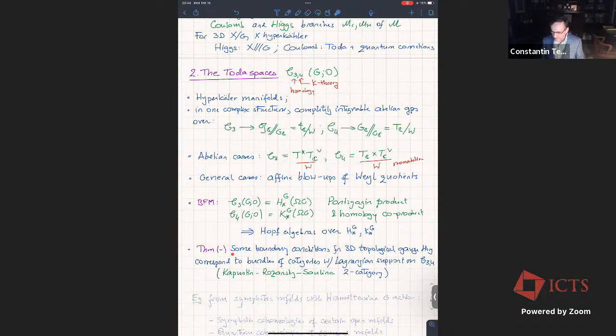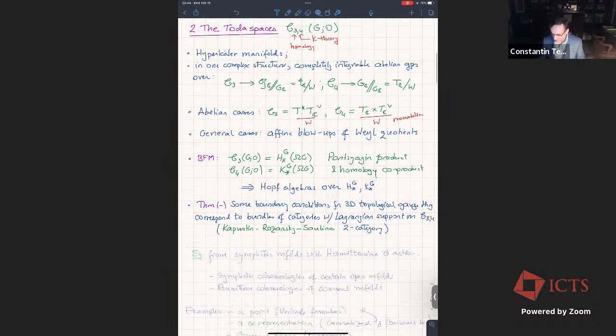Sometime after that, using their description, I pointed out that some boundary conditions for 3D topological gauge theory should correspond to bundles of categories with holomorphic Lagrangian support on these spaces. That was inspired by a proposal of Kapustin, Rozansky, and Saulina about what 2-category should give rise to Rozansky-Witten theory. So I now know a construction of something like a 2-category for these particular spaces, but not for general holomorphic symplectic manifolds.